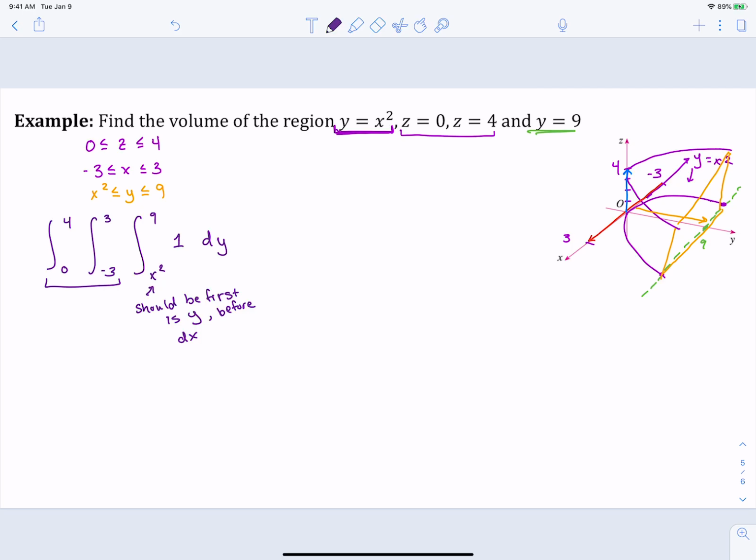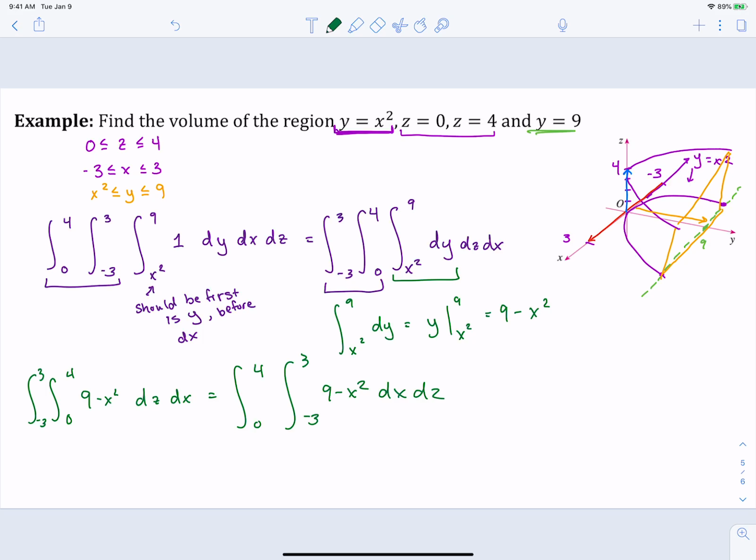So we can do that again, or we can do 0 to 4, negative 3 to 3, 9 minus x squared dx dz. Either one is going to be fine. If I had a choice, I would probably do it this way first because that's going to get rid of that x. If I integrate with respect to z right now, I would have to treat this 9 minus x squared as a constant, and that would be kind of annoying. So I don't want to do that.